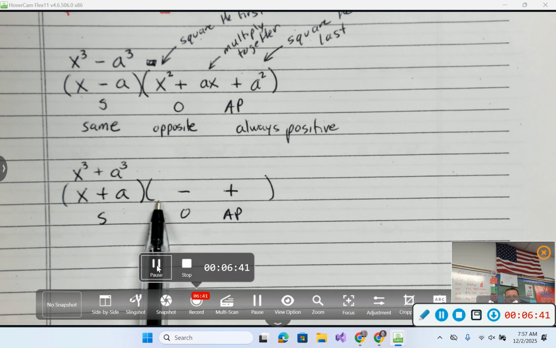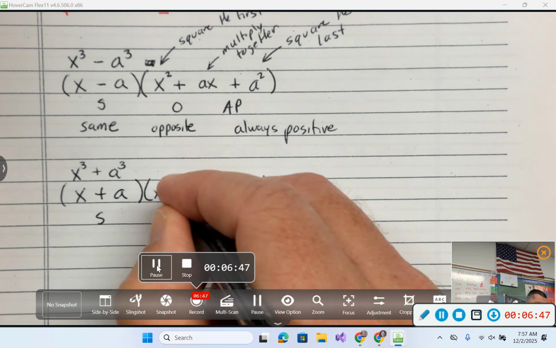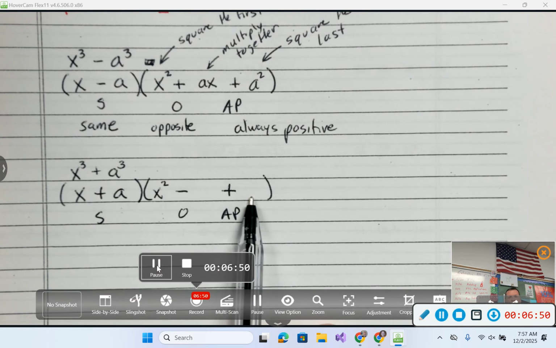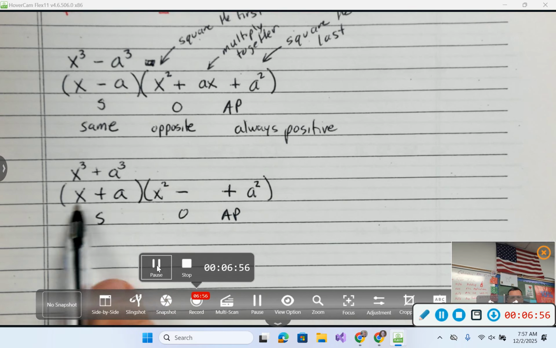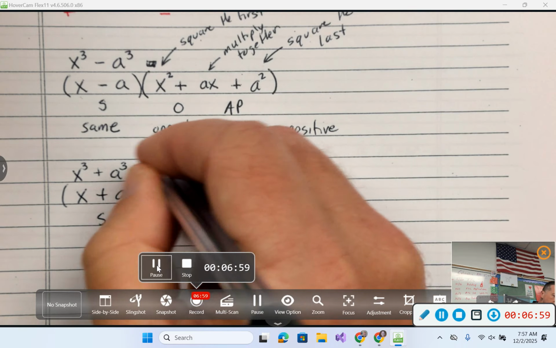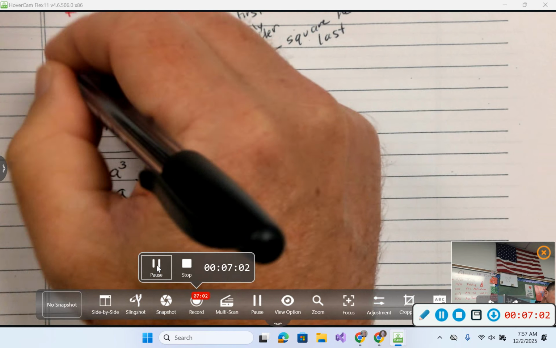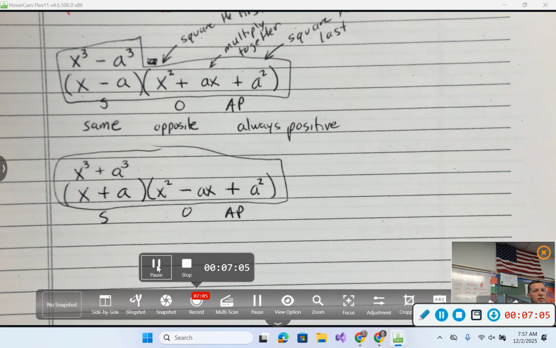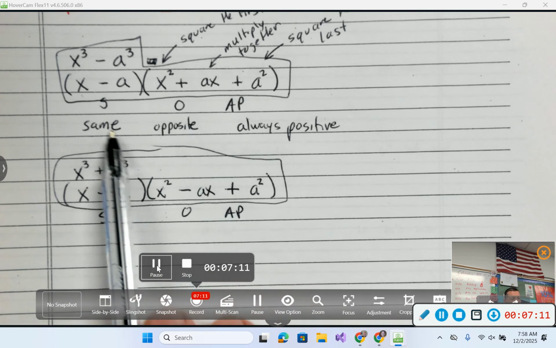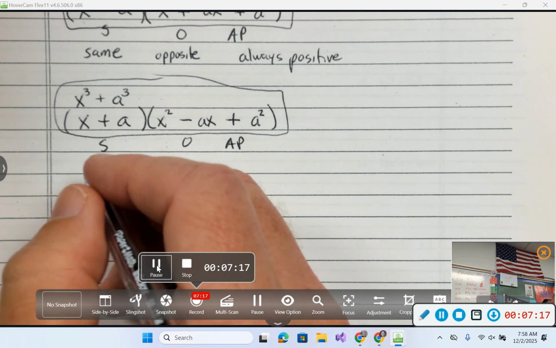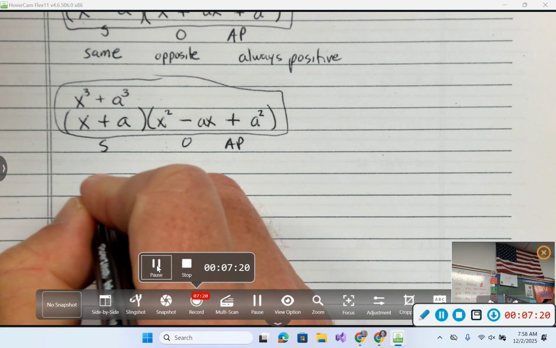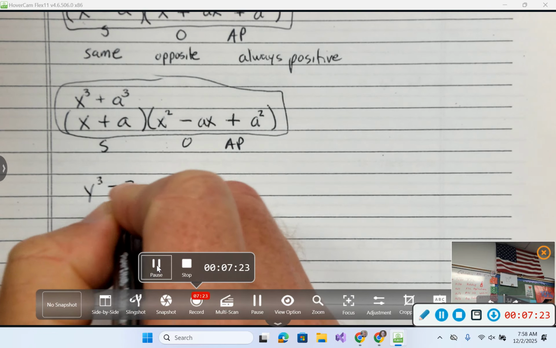What goes in the first blank of the second parentheses? x squared. Square that first term. And what goes in the last blank? a squared. Square the second term. And what goes in the middle? ax. Multiply the two together. So I suppose you could say that's two new formulas, but I would say that's one new formula. Everything's the same. The only thing that's different is the signs, but SOAP helps you with the signs. Okay, let's do one that doesn't just have x's and a's in there. Let's do one with y cubed minus 27.